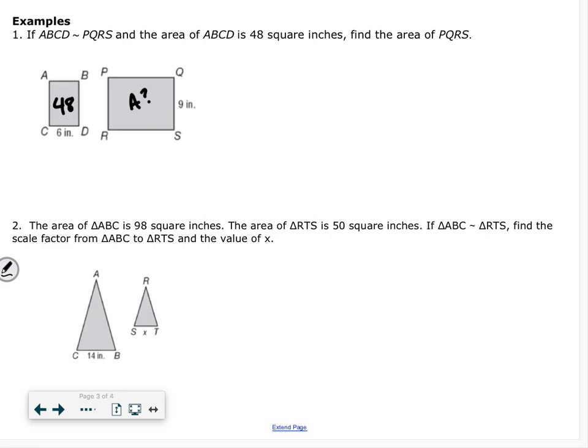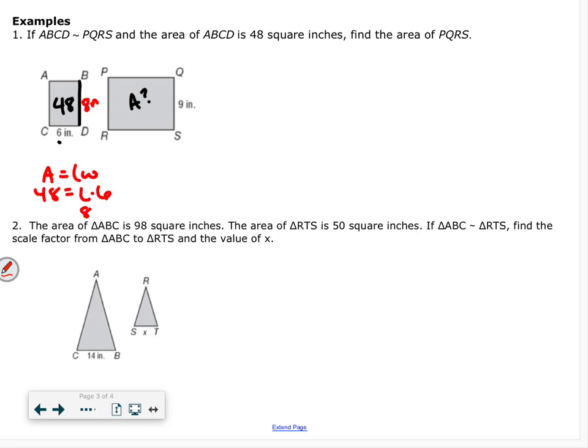So we'll notice this is 6 inches and the area is 48. What is the other side going to be? You can think of it, we know area equals length times width. So if our width is 6, what's the length going to be? Well, it has to be 8 because 6 times 8 is going to be 48. So we know this is 8 inches.